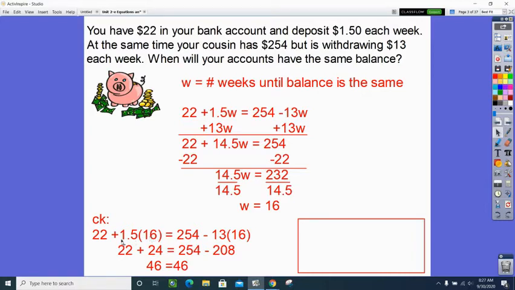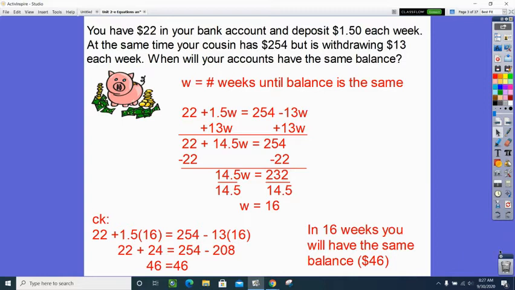We put the 16 in and calculated your balance on the left and your cousin's balance on the right. $46 would be, if I had asked that question, what the balance would be at that point. But again, you want to make sure you're answering that question. In this question, you didn't need the $46. I'm just putting that there so I could remember to tell you that, to be perfectly honest. So that is a break-even problem.